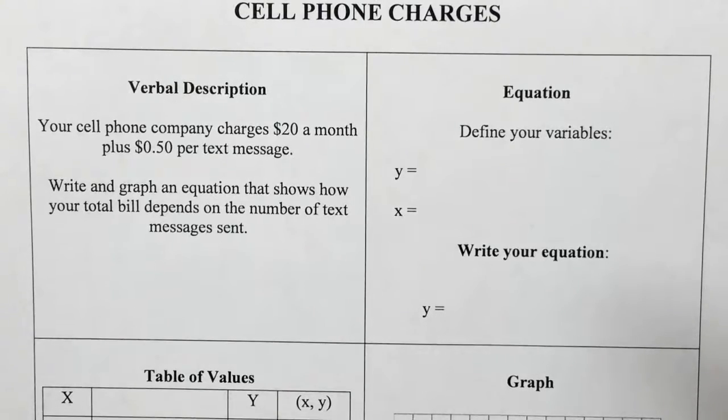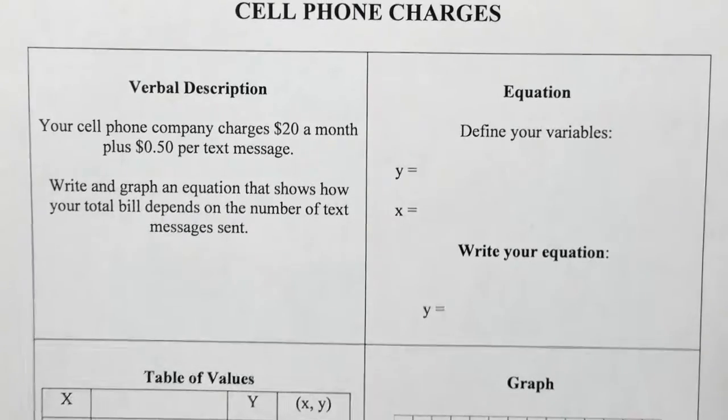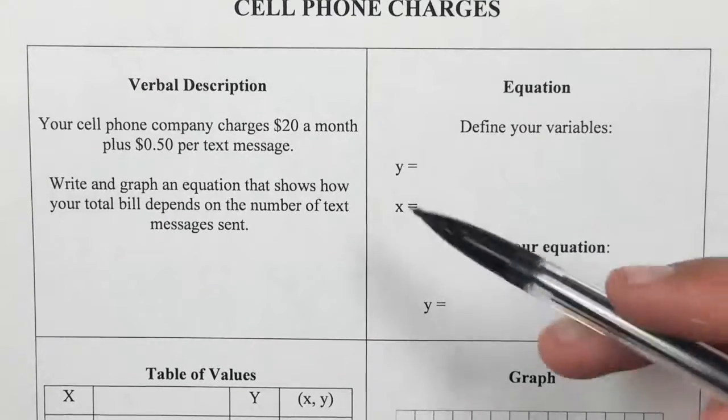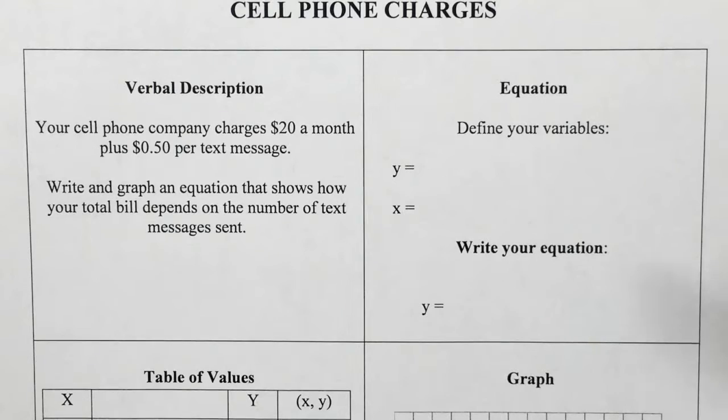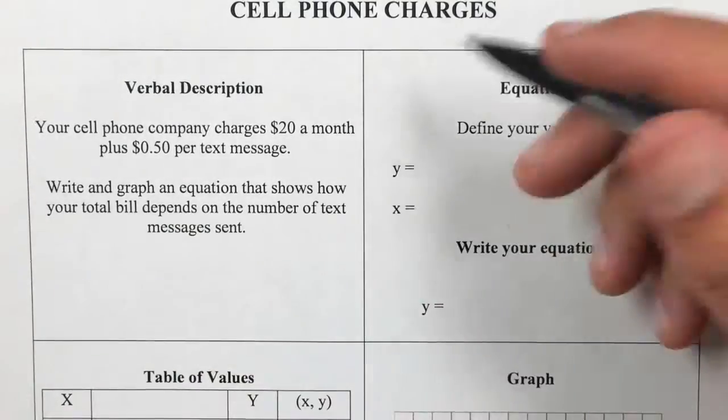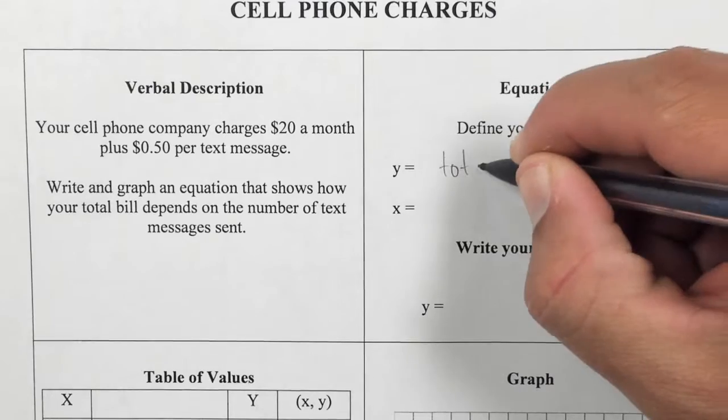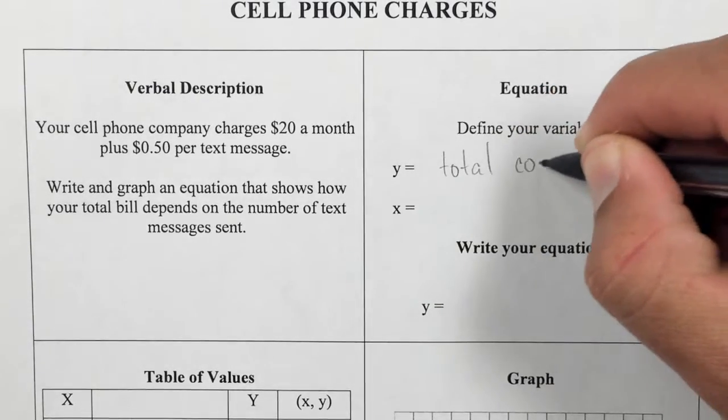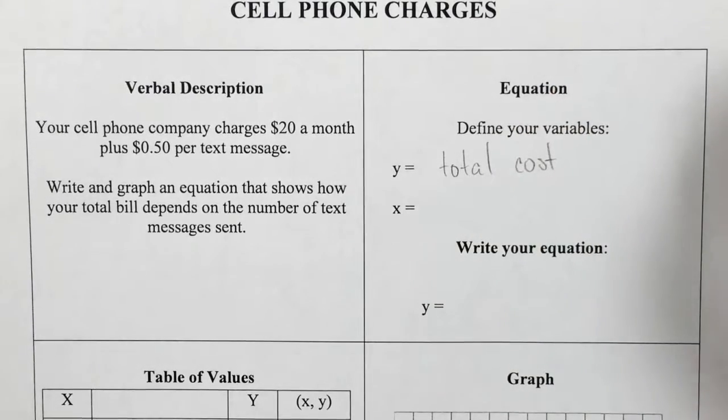All right, your cell phone company, this is another real world one. Your cell phone company charges $20 a month plus 50 cents per text. Define your variables. All right. What do you think your Y is going to be when we're talking about cell phone charges? Probably the same as it's been on every one of these, right? What do you think it's probably going to be? Total bill or total cost. You can put either one. I like total cost better than total bill.